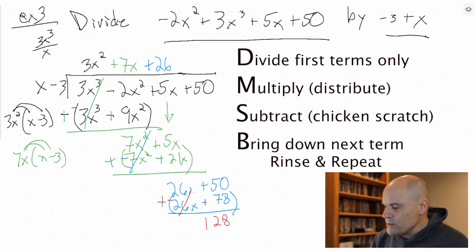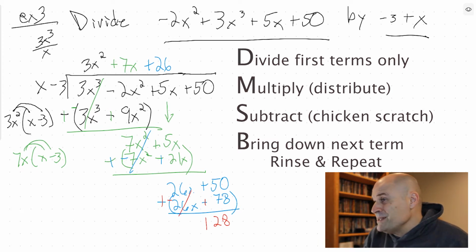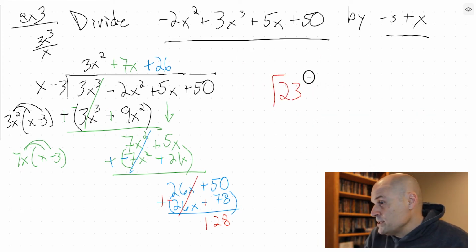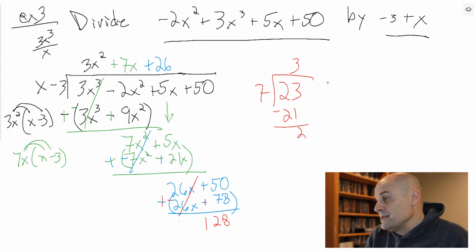Well, what do we do with the remainder? Well, when we do normal division with normal numbers, like if we have 3 times 7 is 21, we subtract, we get 2 as a remainder. What do you do with that remainder? Well, you can add a decimal and keep going, or you can write your remainder as a fraction. Remember, your remainder goes on top as the numerator, 2, and that 7 goes in the denominator position. So your divisor goes there.